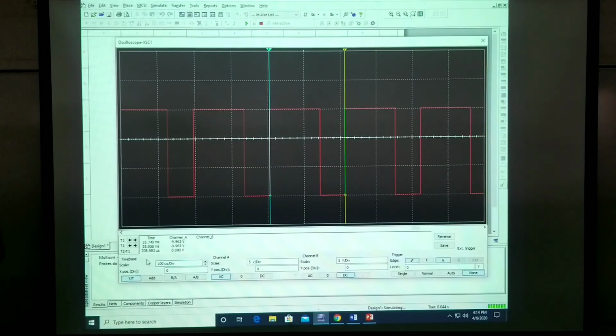And this is telling us that the time for one full wave to pass a point is 208.983 microseconds. So we punch that in our calculator. And we hit the reciprocal to find our frequency, which I found at 4.78 kilohertz.